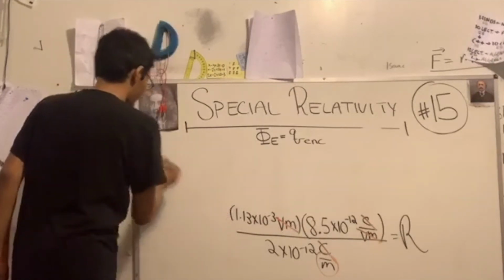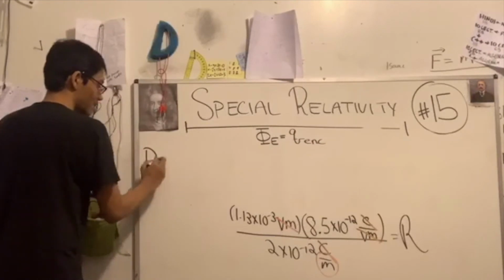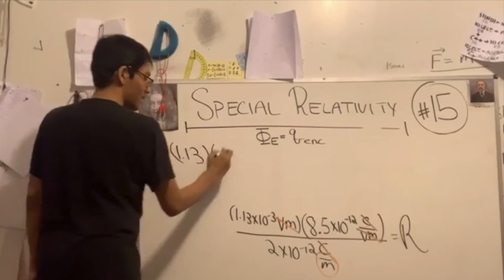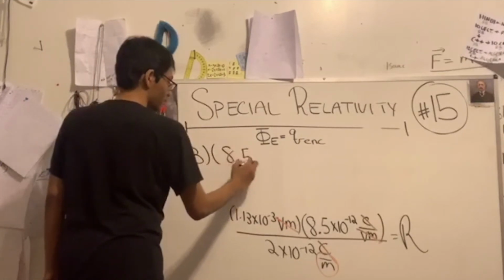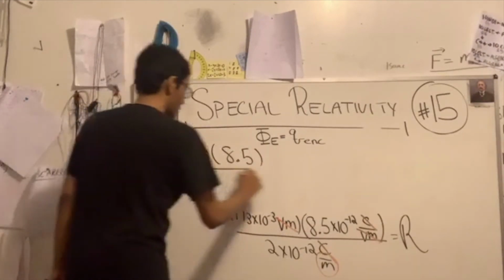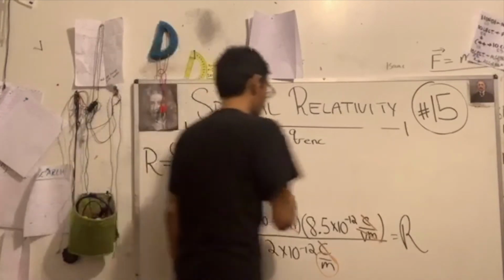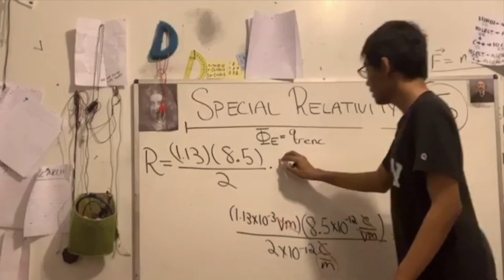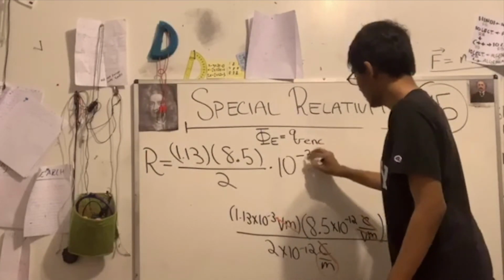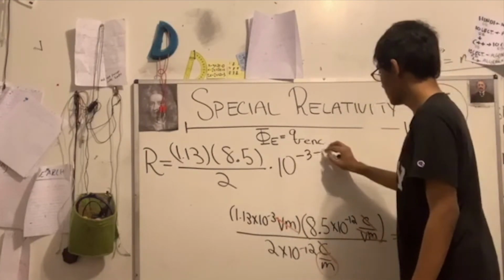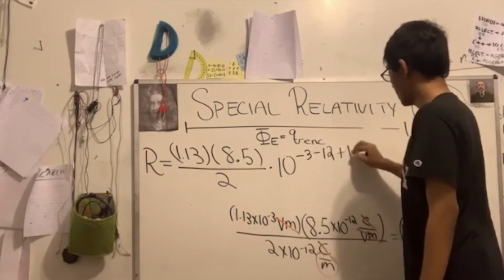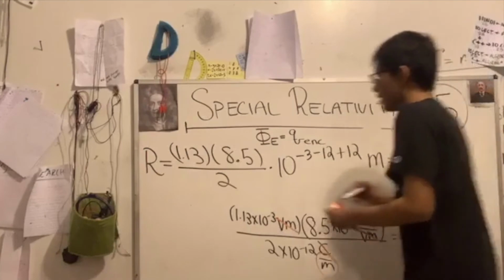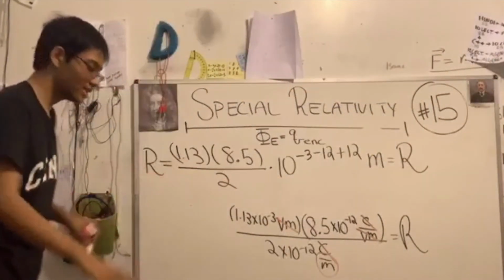Okay, so we're going to have that the radius of the sphere is going to be equal to 1.13 times 8.5 divided by 2, and then I'm going to put in all my exponents. So multiplied by 10 to the negative 3 minus 12 plus 12. And that's going to be in meters, and that's going to equal the radius of my sphere. So take some time to digest that.